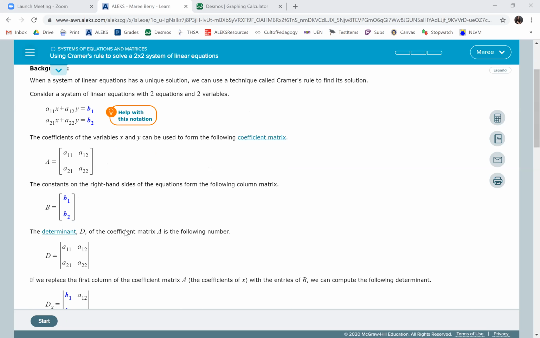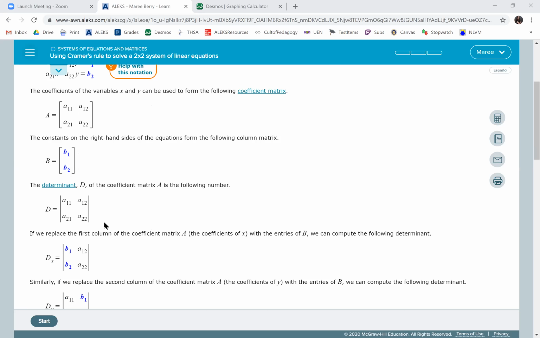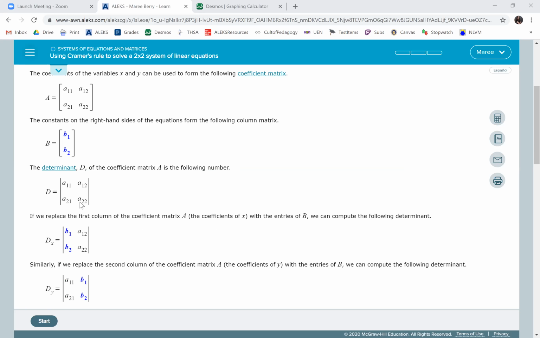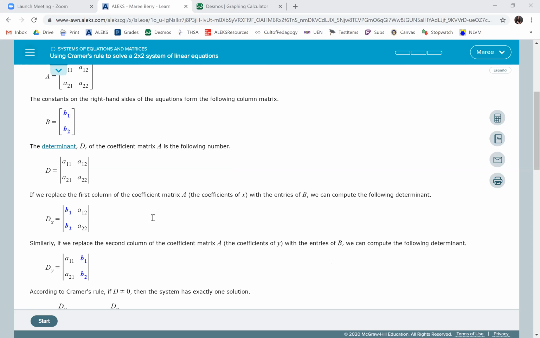In the explanation, it tells you how to use Cramer's rule. First, you set up the coefficient matrix. That's just using the coefficients of the x's and y's. And then you have an answer matrix. Those are the two constants on the right side. The first thing you do is find the determinant of the coefficient matrix. You do that by multiplying along the diagonal going from left to right, then you subtract the product of the other two multiplied. As long as that doesn't equal 0, then you can use Cramer's rule.